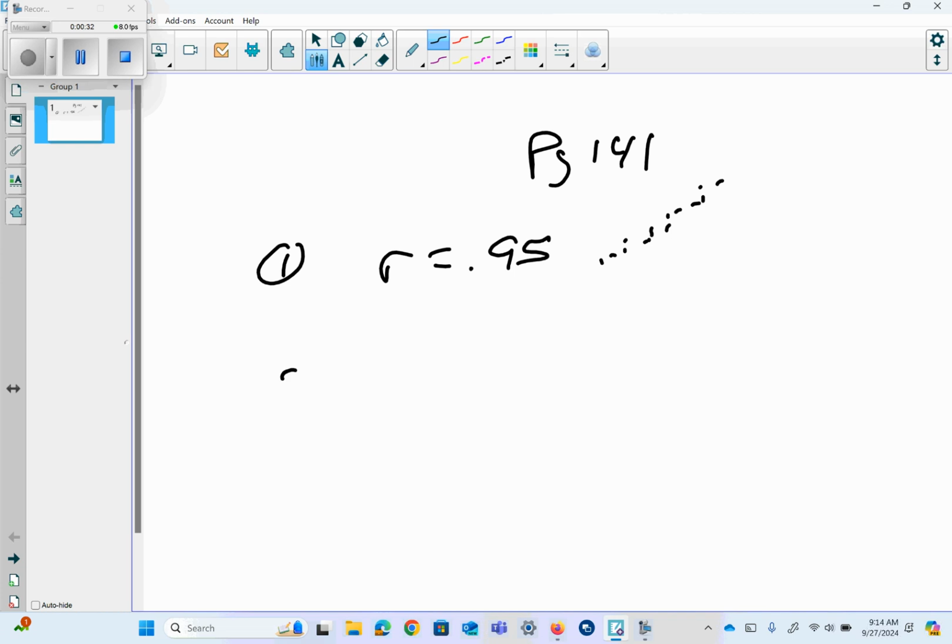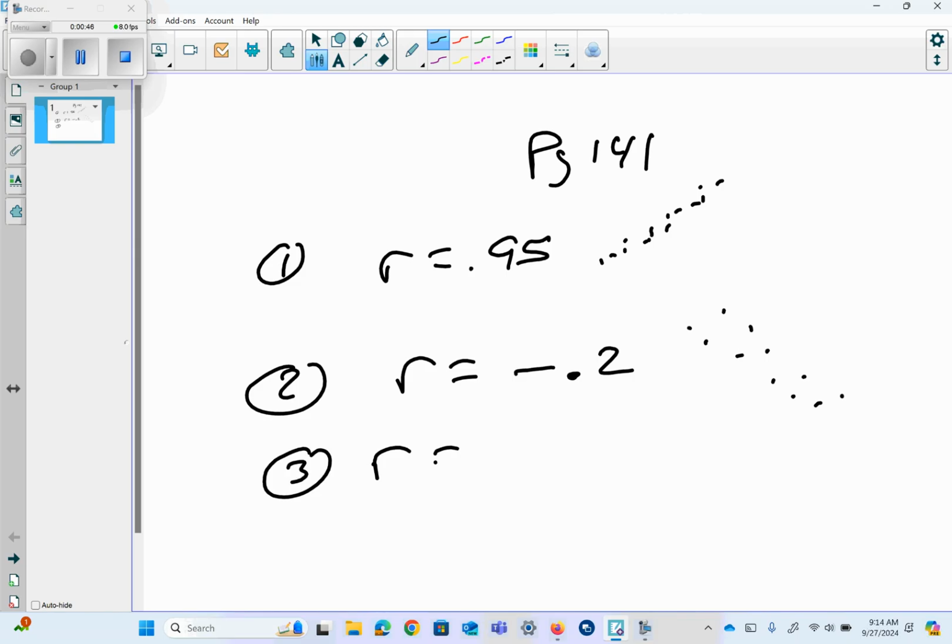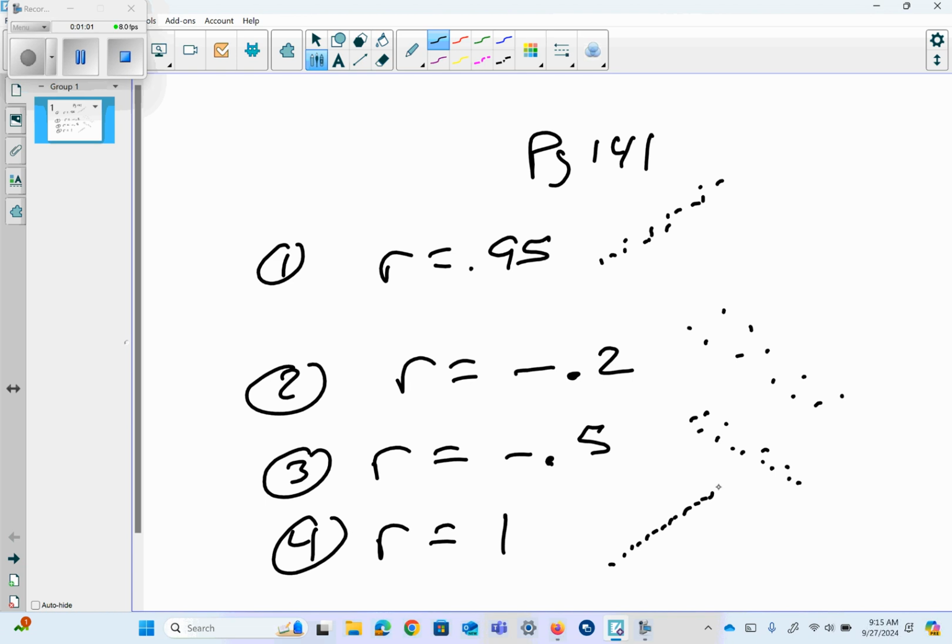Number 2, R equals negative 0.2. So that's a negative slope. Maybe it looks like that. And then number 3, R equals negative 0.5. So that's going to be a little bit more straight. Okay. And then number 4, R equals 1. Straight line. Okay.